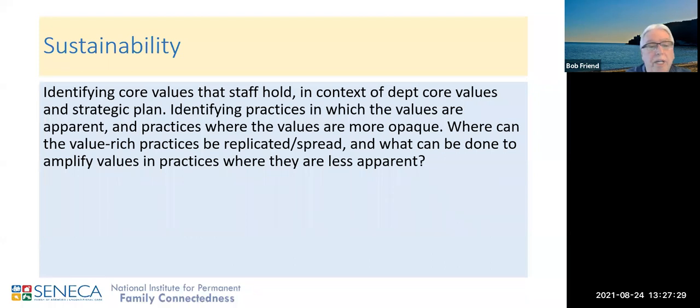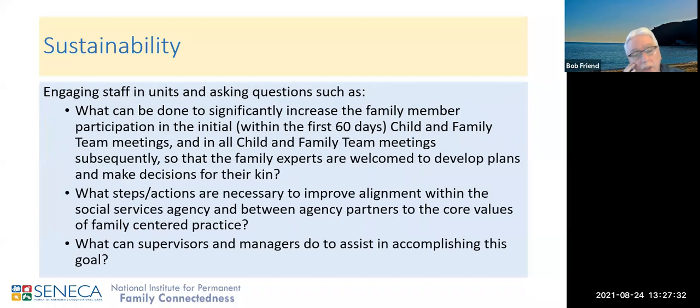Another organization, next slide. Another organization we engaged with, we were asking them what it would take to significantly increase the family member participation in the initial first 60 days of child and family team meetings, and then in all subsequent meetings, right? So that the family experts are welcome to develop plans. So we've been having ongoing conversations with each unit within the child welfare organization about what are the kinds of things that they think they need to do.